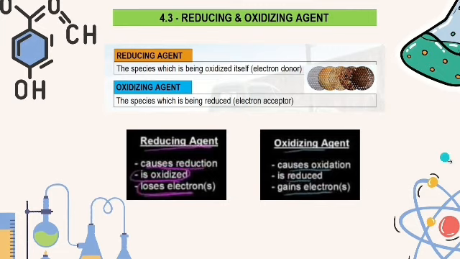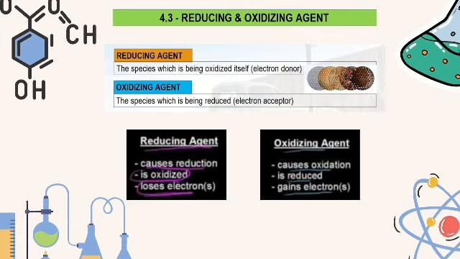And now we move to chapter 4.3, reducing and oxidizing agent. There are two types of agent, reducing and oxidizing agent. Reducing agent means the species which is being oxidized itself, an electron donor. Meanwhile, oxidizing agent is the species which is being reduced, an electron acceptor.